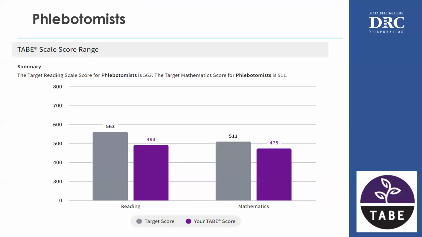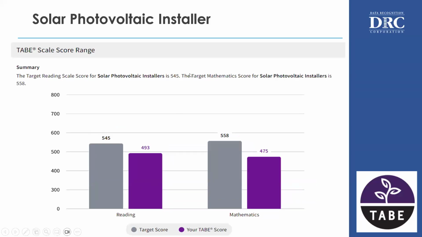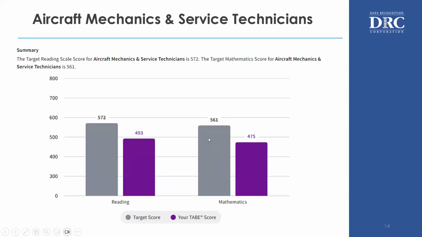And just to show a couple of other jobs I know that come up quite a bit in Florida programs. So for a phlebotomist, again, the 563 is a little bit higher reading on those areas. When we look at the solar installer, it's a little bit higher on the math skills. Also, we have some aircraft mechanic areas that have both high scores for reading and math for those types of career areas.